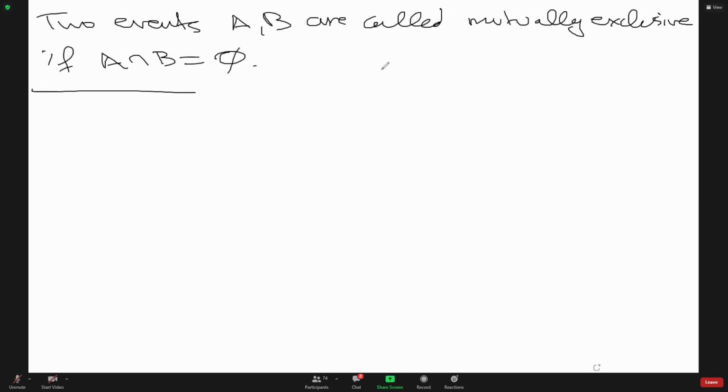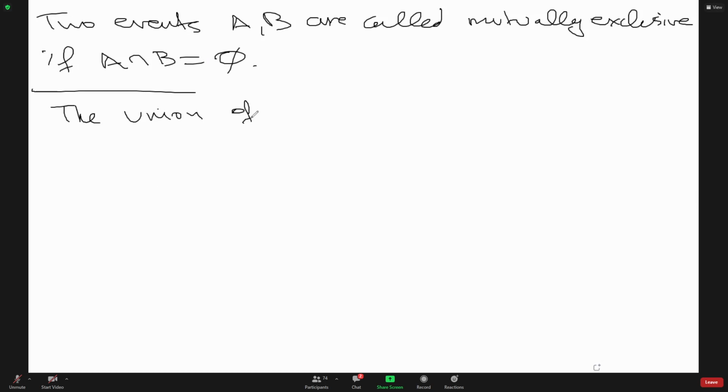So if A happens, then B cannot happen. If B happens, then A cannot happen. And this is why we call them mutually exclusive. One excludes the other from happening. It's possible that none of the two will happen, but if one happens, then the other cannot. Do we agree? Yes, thank you. Okay.